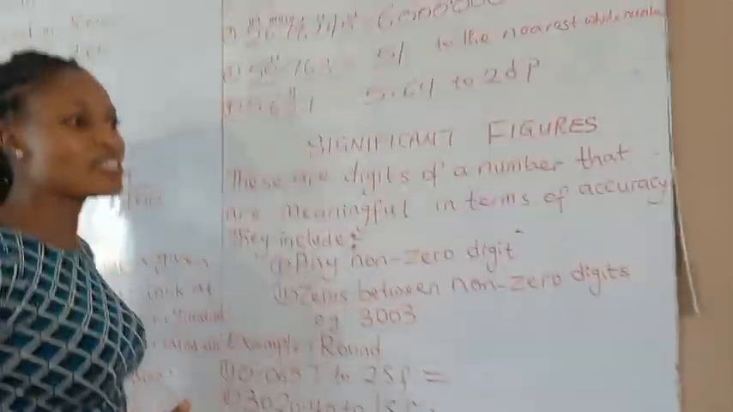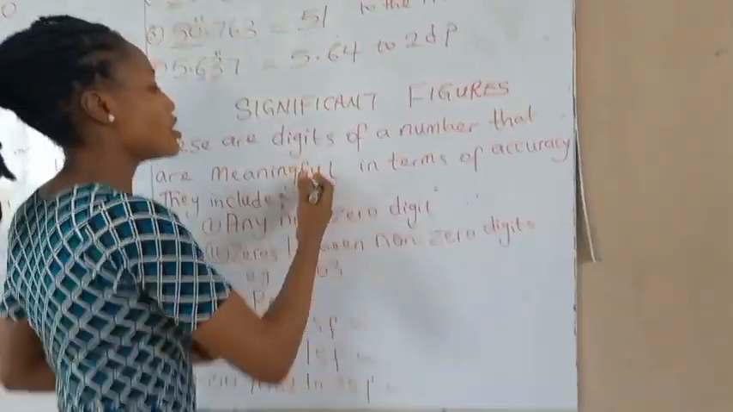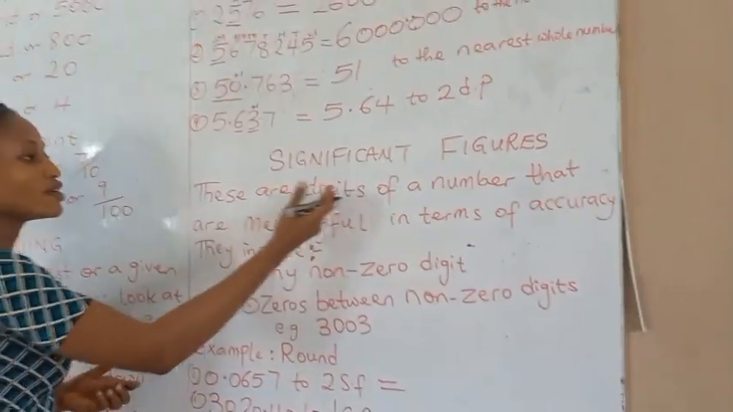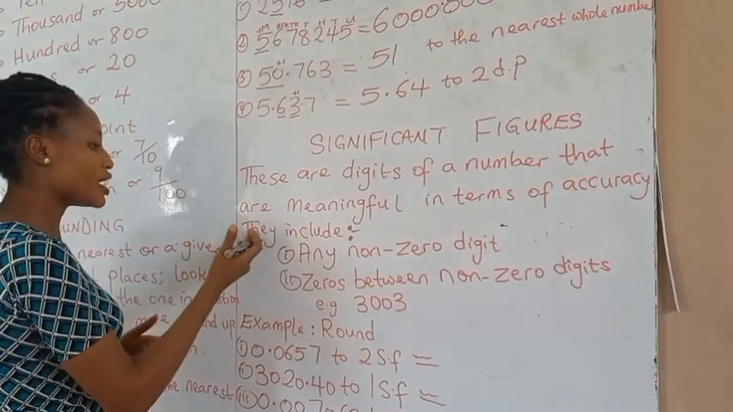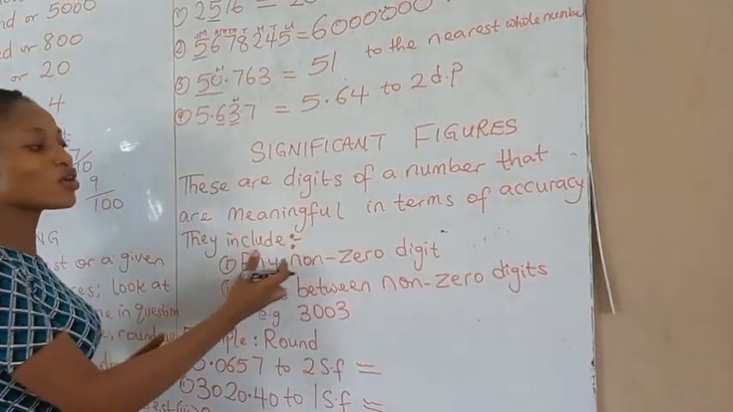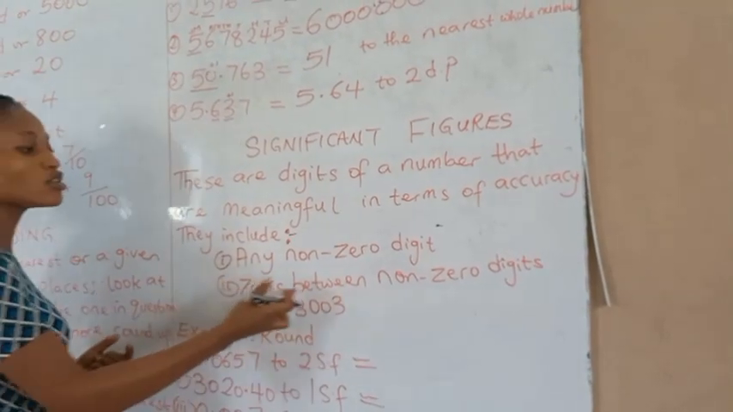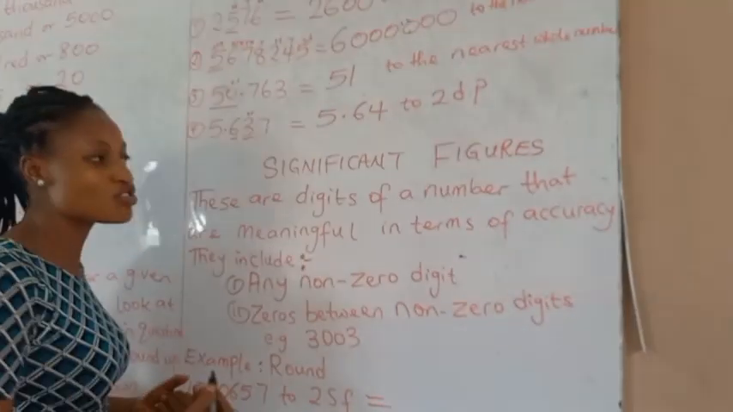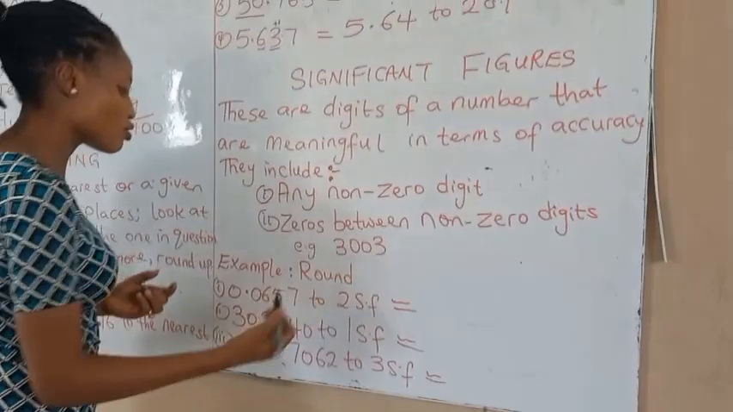Now we are moving to significant figures. These are digits of a number that are meaningful in terms of accuracy. They include, 1, any non-zero digits, that is numbers that are not zero. Secondly, zeros between non-zero digits. If 0 is in between a number, it is regarded as a significant figure, that is an important number.